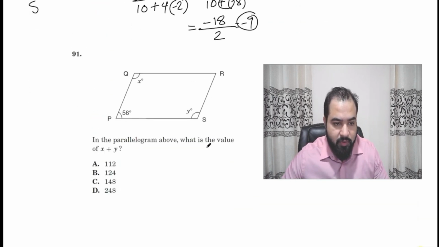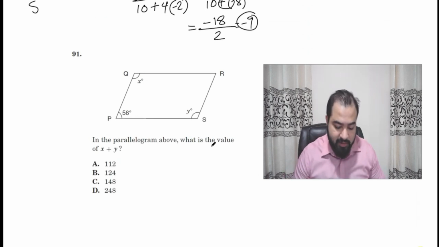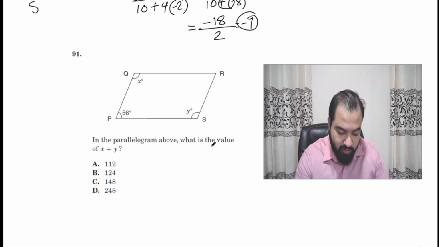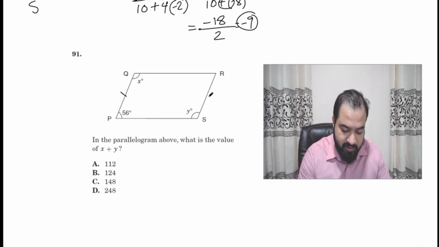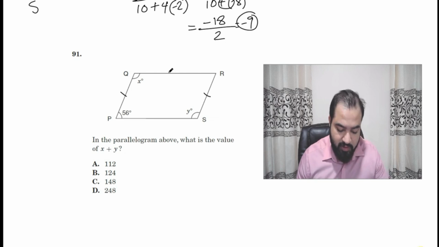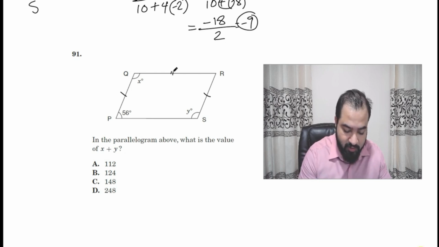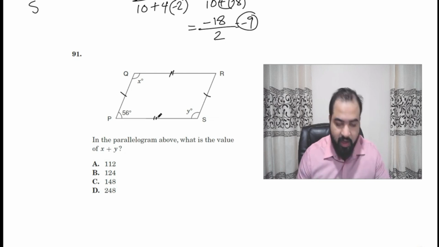Alright, now let's go to 91, geometry. This shape is called a parallelogram, a quadrilateral which has opposite sides equal. These two sides are equal, and this side is equal to this side here. The opposite sides are equal.